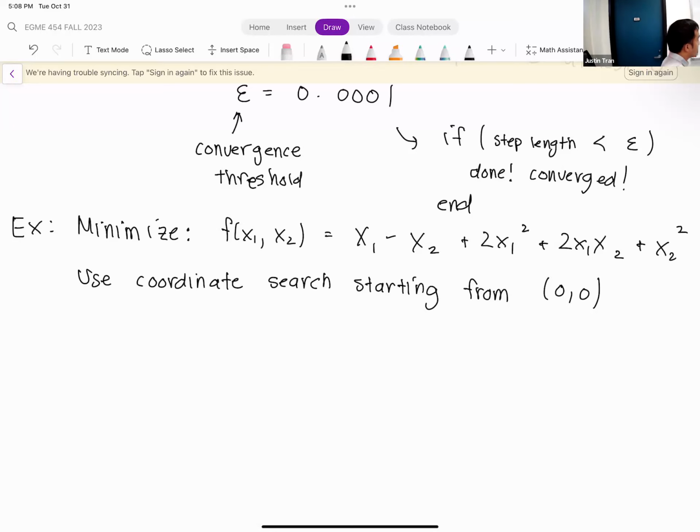Okay. And so using coordinate search, we're only going to change one variable at a time. So in one step, we're going to change just x1. We're going to find the optimal change in x1 to lead to the most improvement. And the next step, we're going to change x2 and so on and so on. Okay. So before we jump into the code, we have to kind of come up with a strategy for determining the optimal step length.